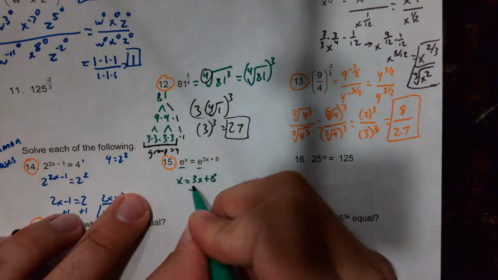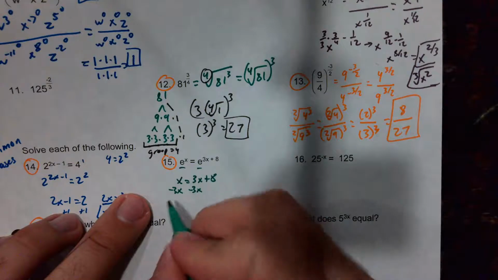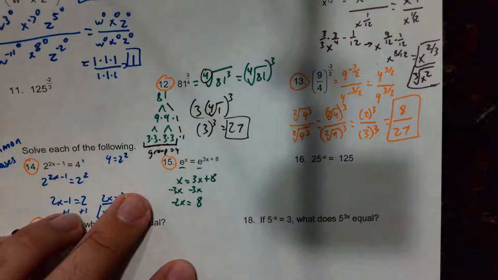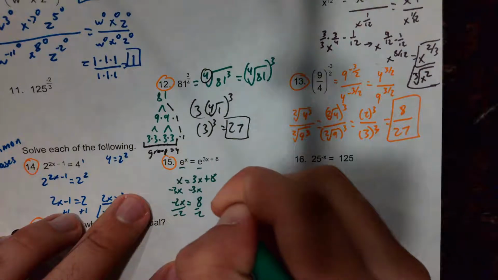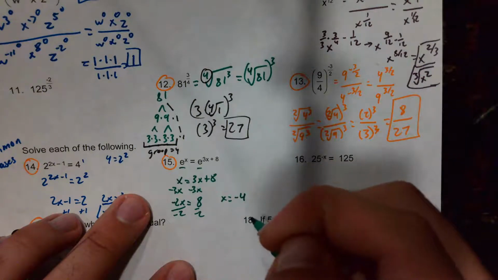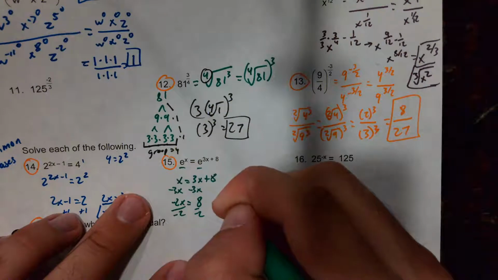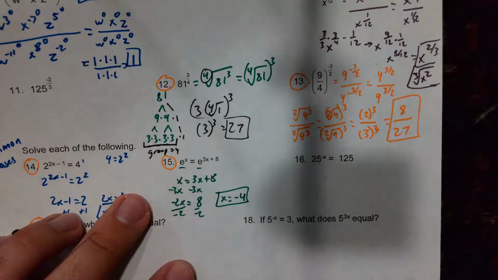I'm going to move the 3x over. So x minus 3x is minus 2x equals 8. I'll divide by negative 2. So x equals negative 4. So that is all I had there.